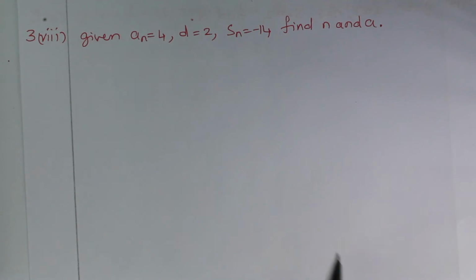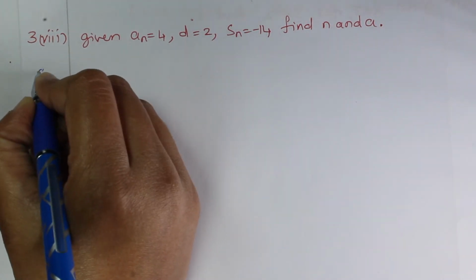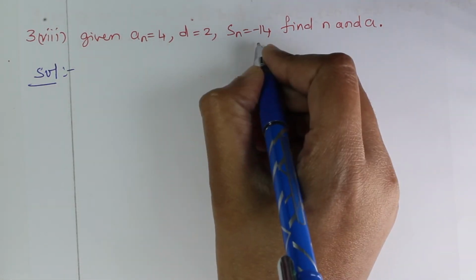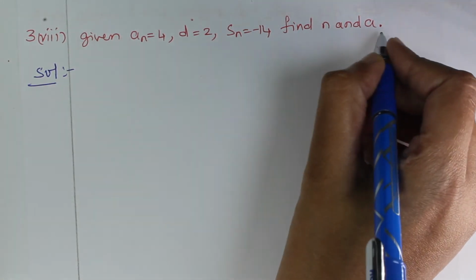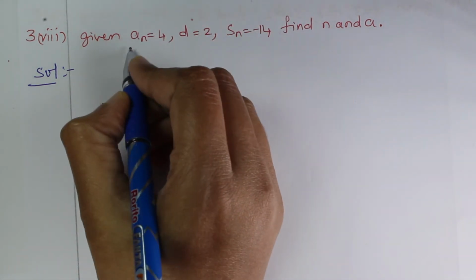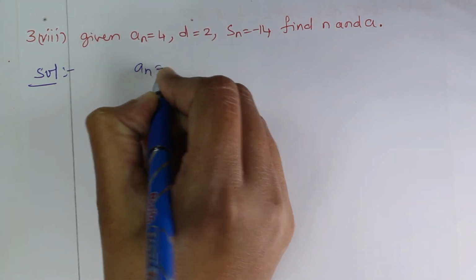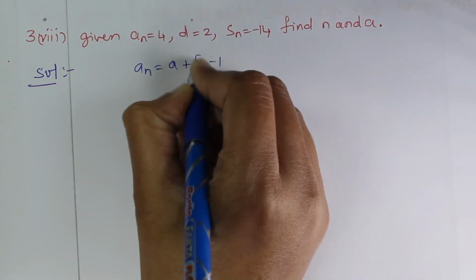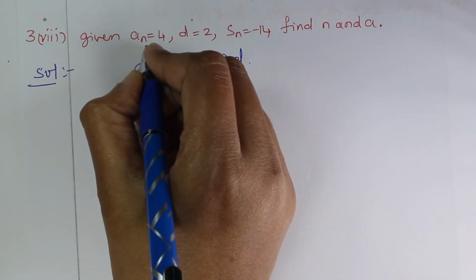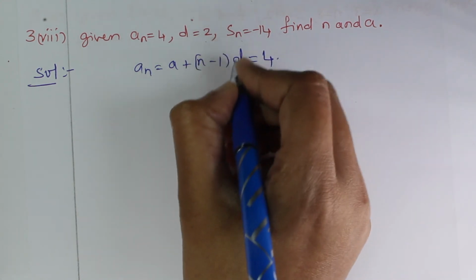So let's look at the 8th problem from the 3rd question. He has given an is equal to 4, d is equal to 2, Sn is equal to minus 14. We have to find n and a. Now let's look at the information he has given. an is equal to 4. What is the formula of an? an is equal to a plus (n minus 1) into d, right? So what is an? an is equal to 4. And we know d is equal to 2.